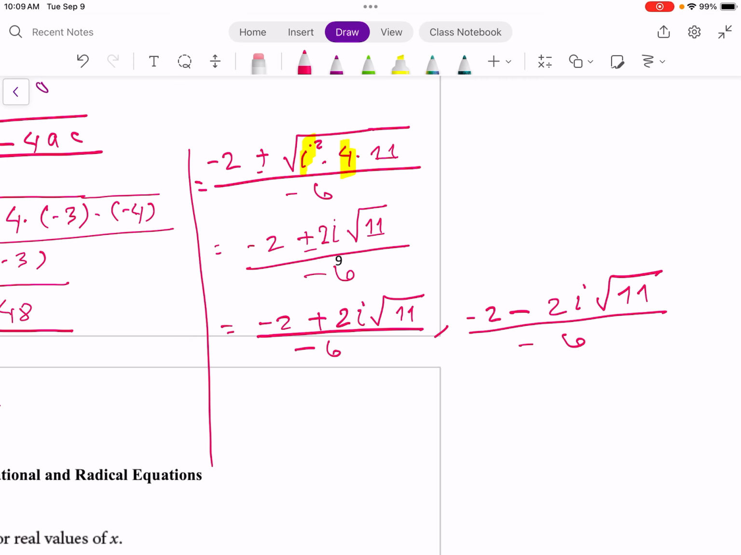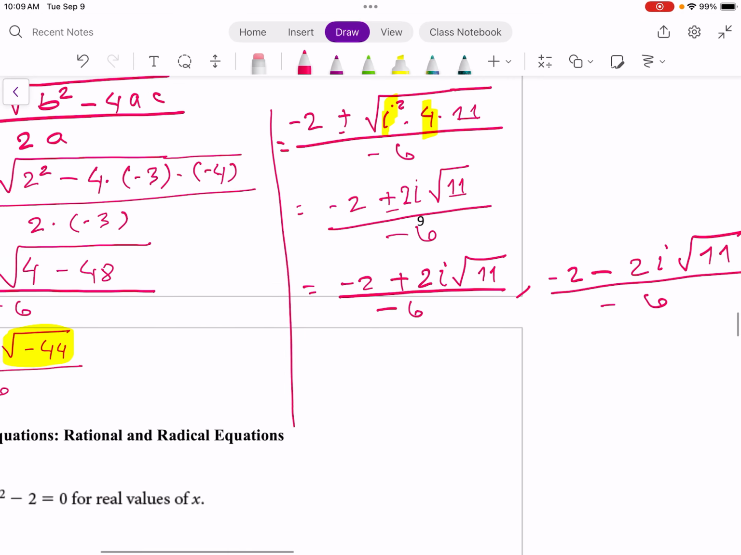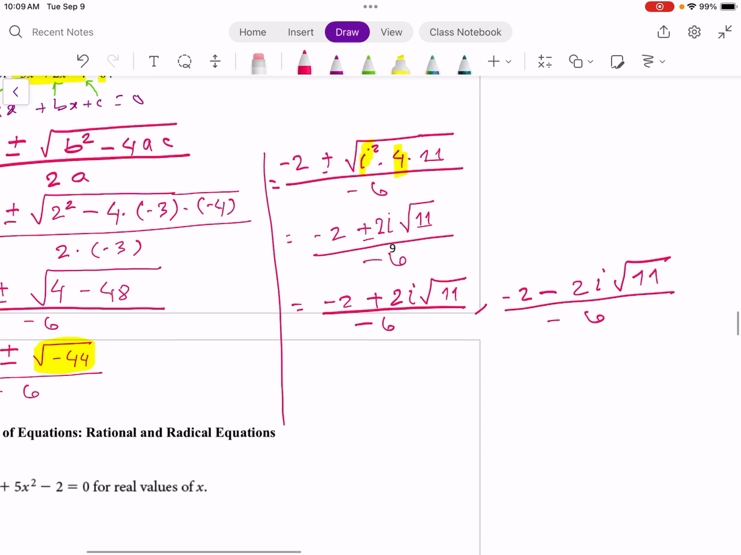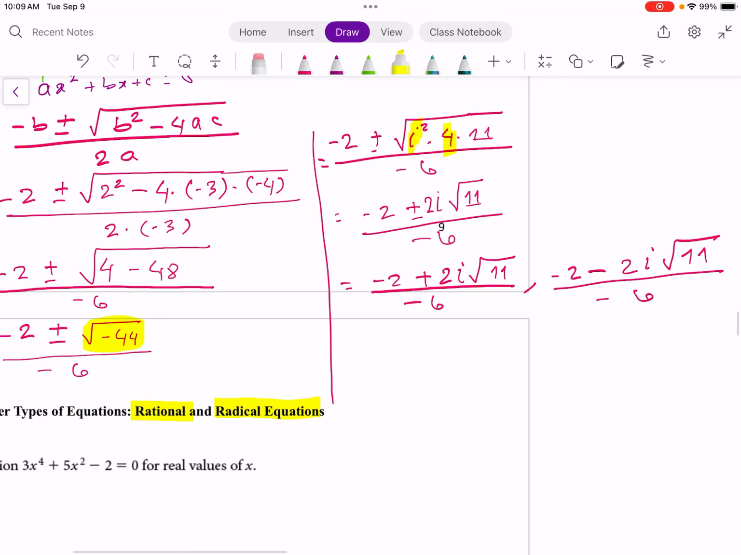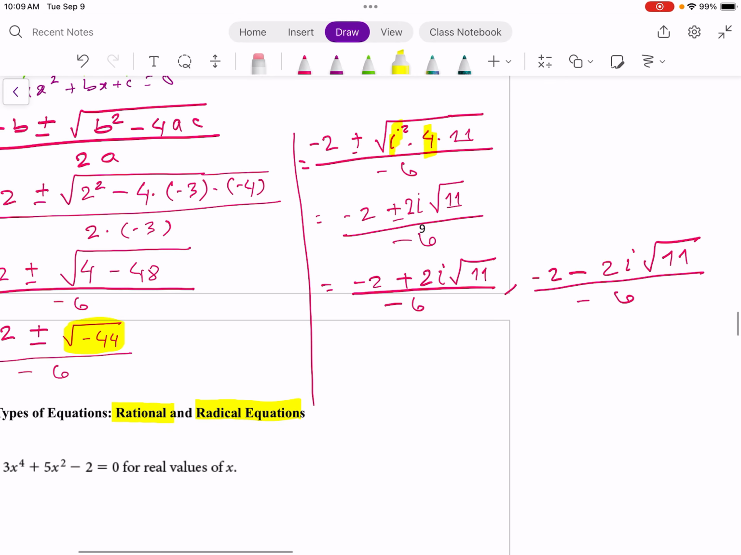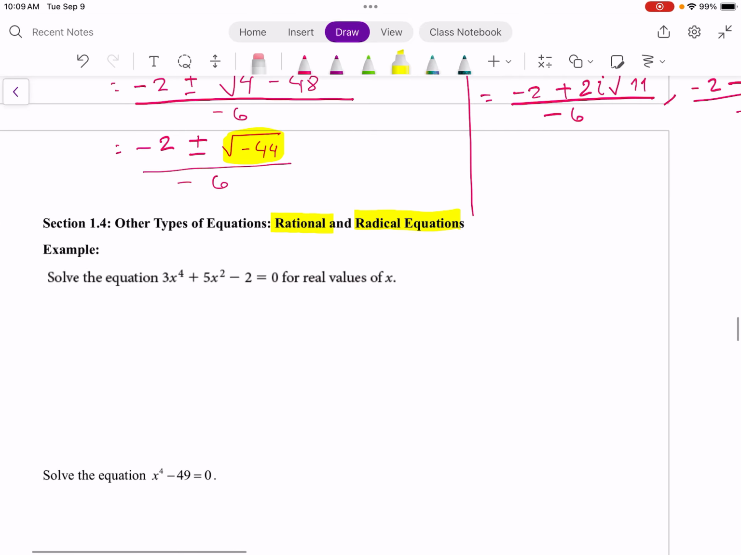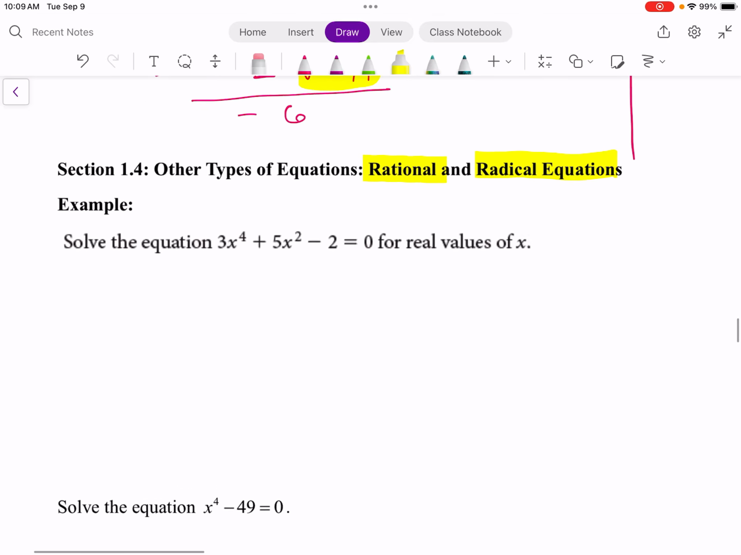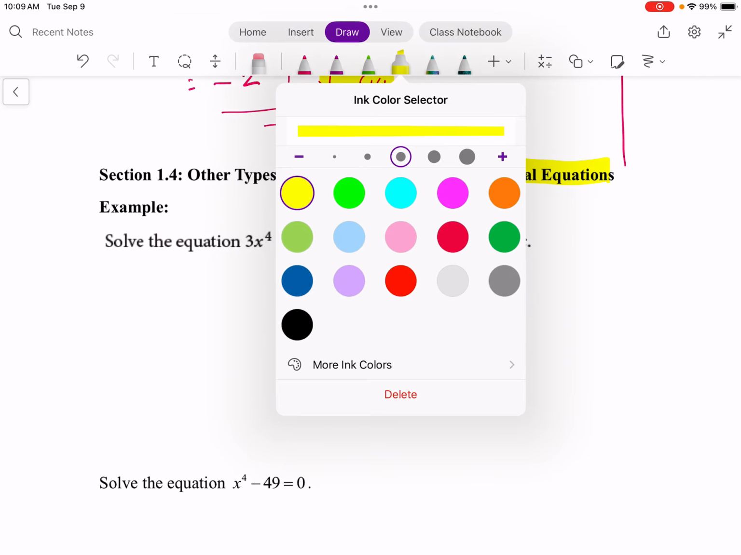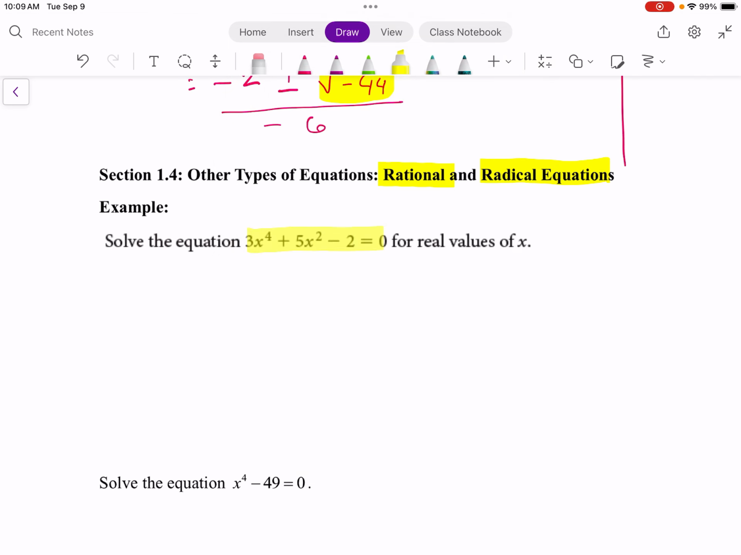Now let's go ahead and solve more equations, which is our next section, section 1.4. In 1.4, we have rational equations and radical equations. So we'll try to solve equations and find the value of the variable. Now here we have this equation: 3x to the power 4 plus 5x squared minus 2 equals 0. Solve the equation for all real values of x.